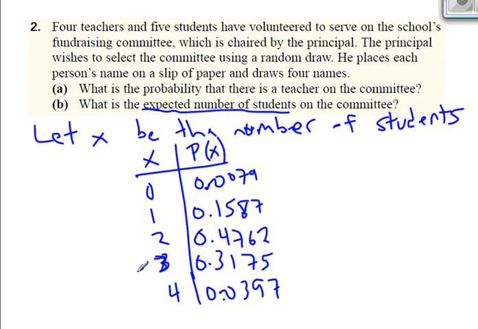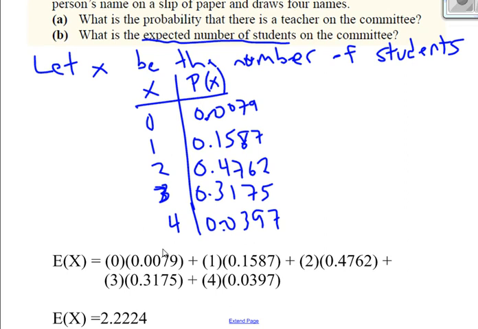So hold on, it's going to happen in an instant. Okay, so here's the math. So again, you're calculating them, you're multiplying each x times p of x, adding all those products together, and in this case, I get an expected value of 2.2224. Now, make sure it makes sense.